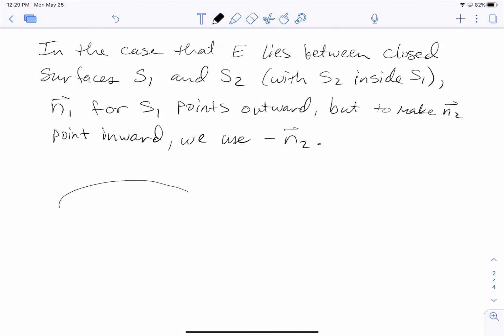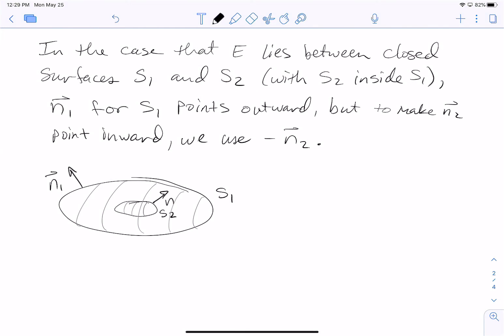Well, suppose we have here a surface S1, and inside of it is a surface S2. And these are surfaces, so let me give this some dimension. So I'm kind of thinking like a jelly donut where the inside is hollow instead of a jelly. An outward orientation for n1 makes sense, it'll point outward, but an outward orientation for S2 would point it into the solid. And so we actually use the negative of n2, so it points inward.